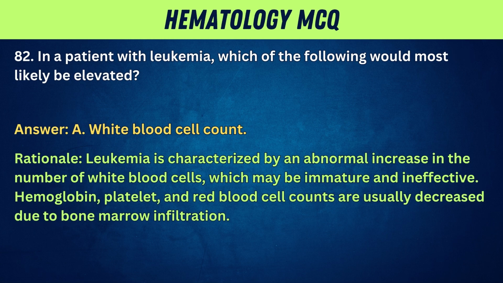Rationale: leukemia is characterized by an abnormal increase in the number of white blood cells, which may be immature and ineffective. Hemoglobin, platelet, and red blood cell counts are usually decreased due to bone marrow infiltration.